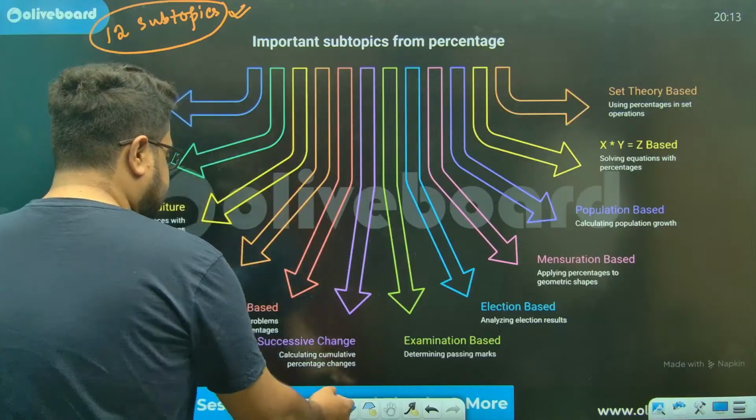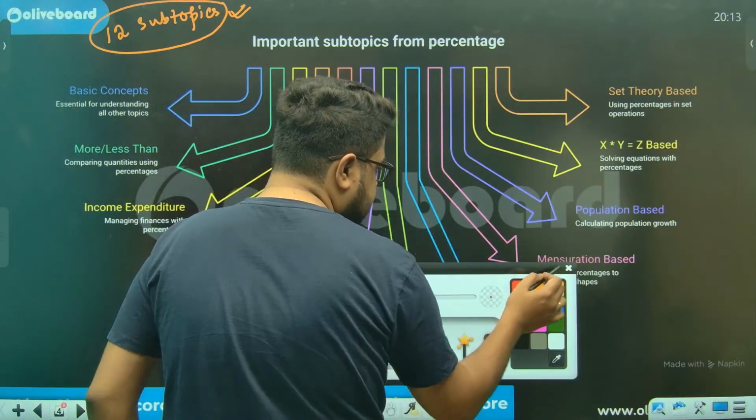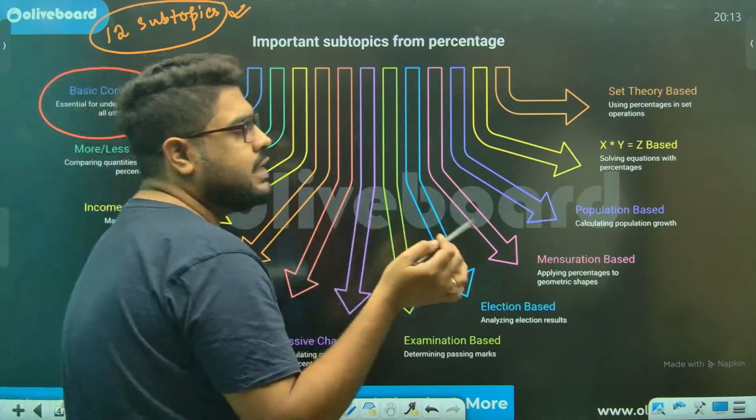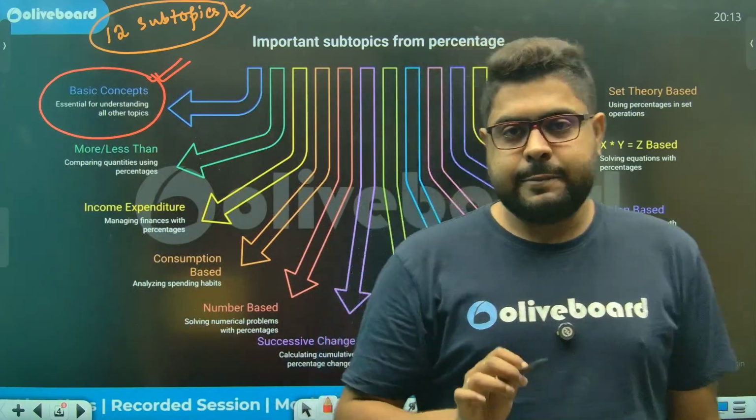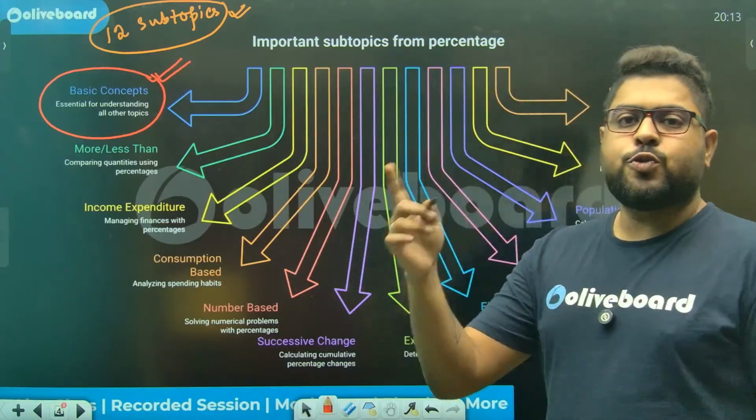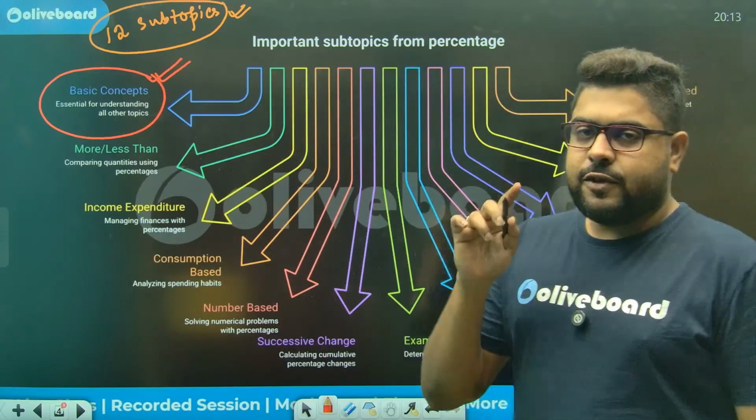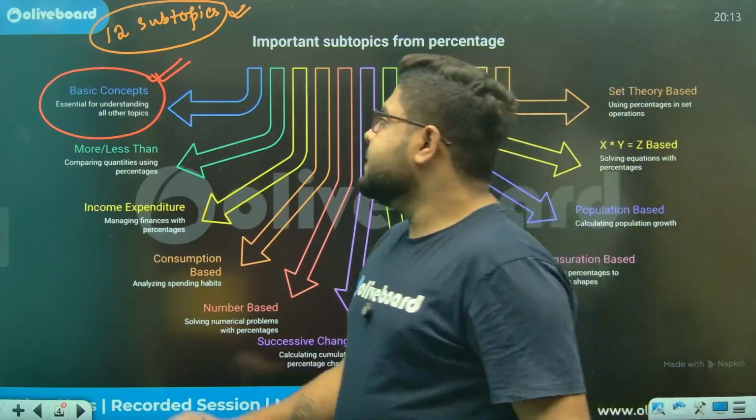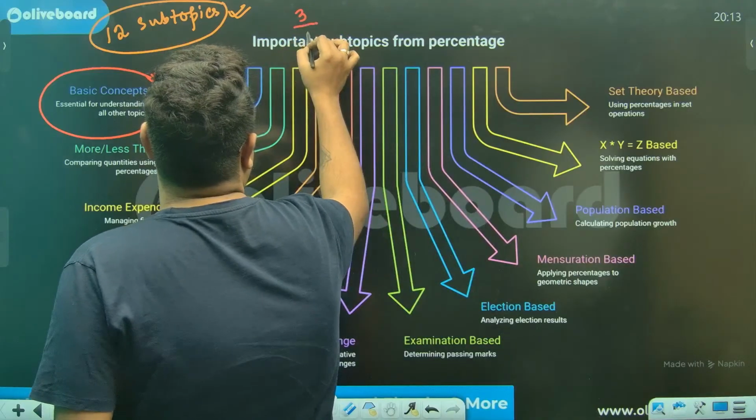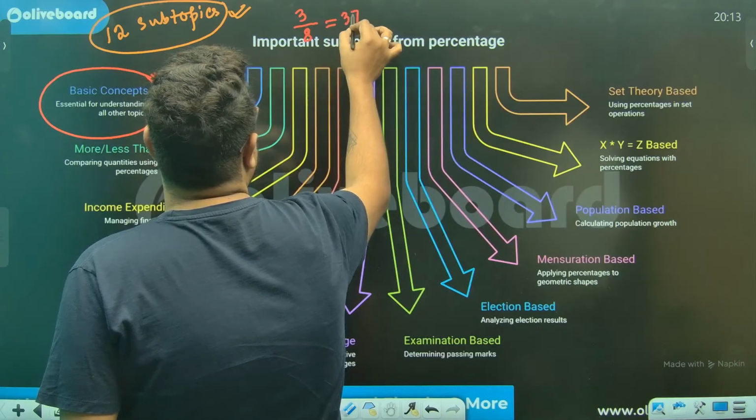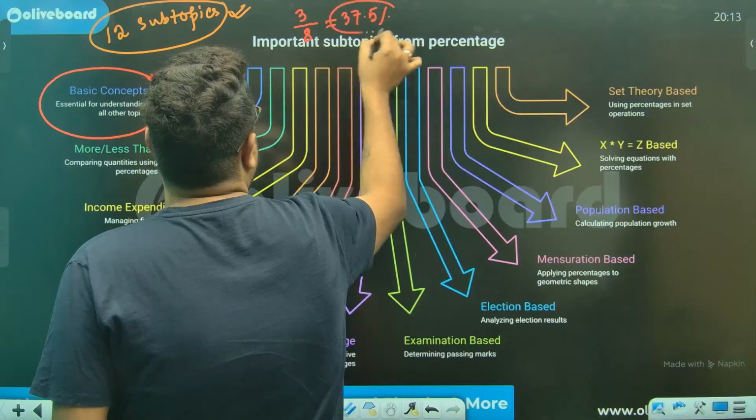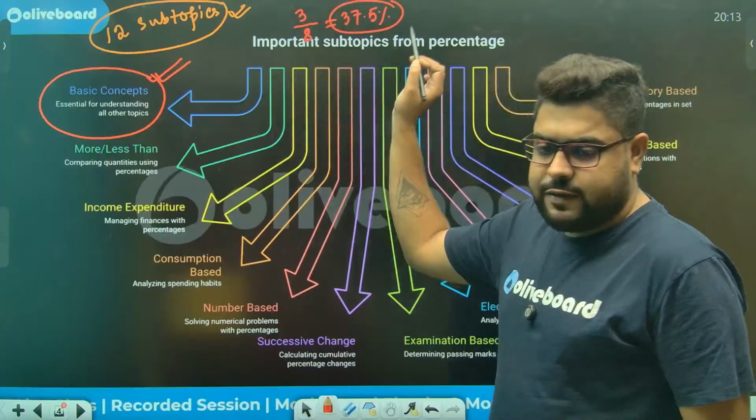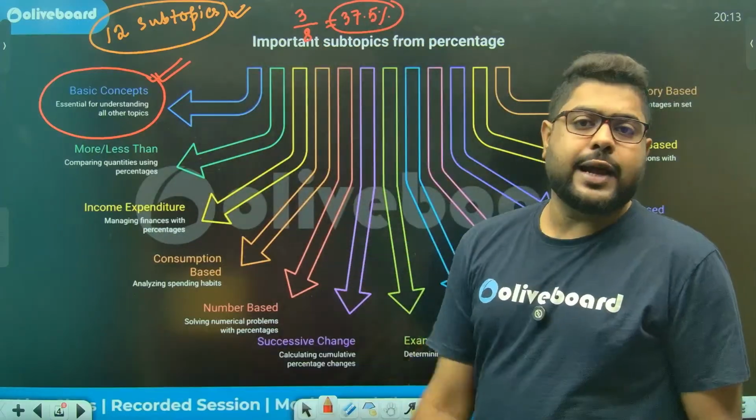So where should you start? You should definitely start from the basics. For any chapter, the basic concepts should be clear. Basic concepts means percentage to fraction, including complicated fractions. If I say 3 by 8, you should not take time to work out that this is 37.5%. It should be clear to you as soon as possible. So you should have a very good idea of the complex fractions also.